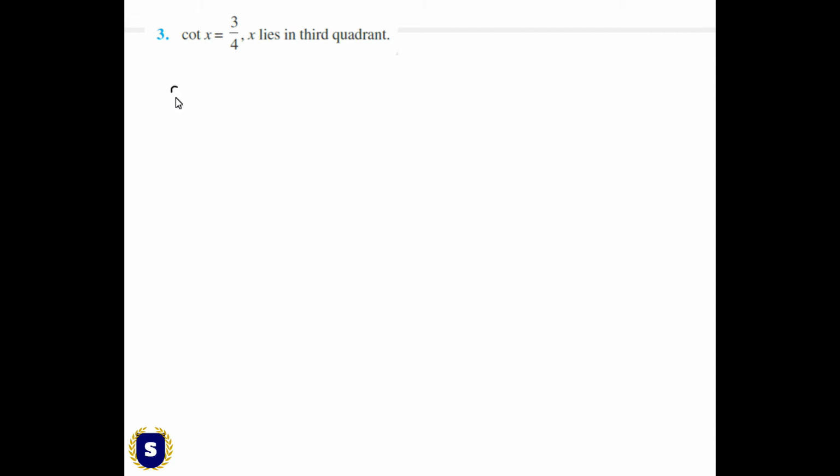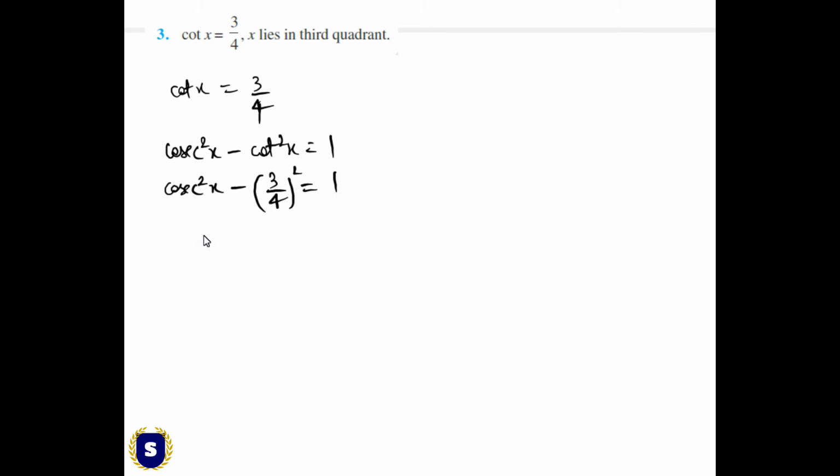Here we are given the value of cot x is equal to 3 by 4. Okay. So using the identity cosec square x minus cot square x is equal to 1, we can find the value of cosec square x and hence cos square x. Let's substitute the values given to us.